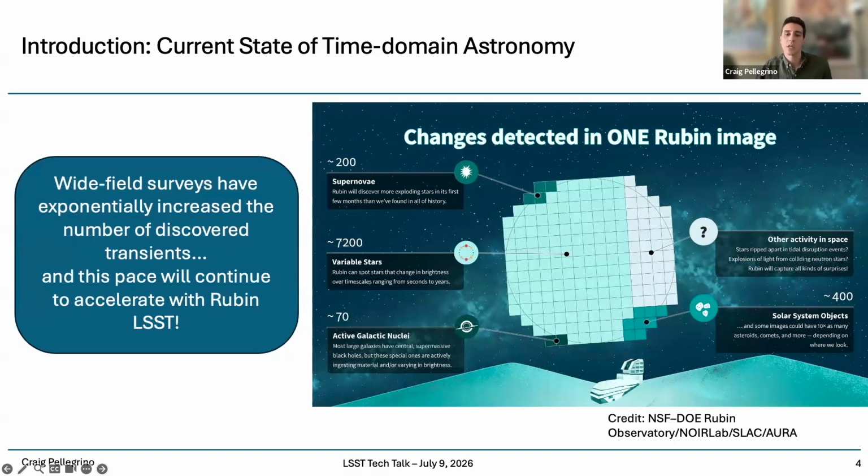So LSST will discover something like 200 supernovae or other extragalactic transients in each image that it takes. So if you multiply this by the number of images taken per night and the number of nights per year, LSST will discover upwards of 1 million or more transients each year. So this exponential increase that I showed in the previous slide is only going to continue while we still are stuck in this follow-up limited regime, where we're really limited by the amount of resources that we have to follow transients in more detail.